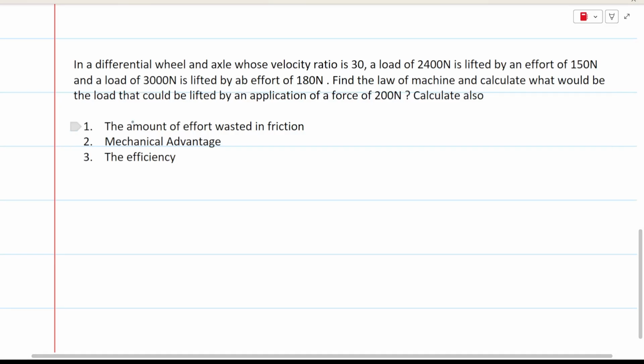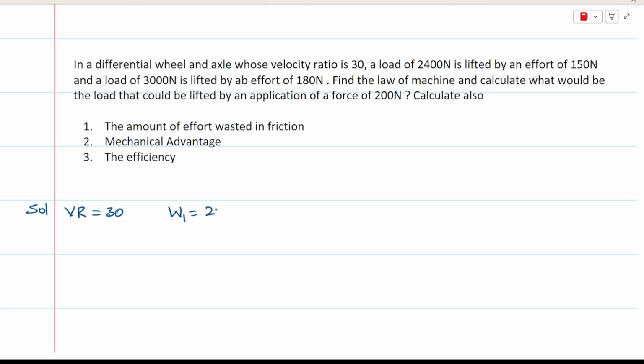The question is about a differential wheel and axle whose velocity ratio is 30. So velocity ratio VR is equal to 30, and a load of 2400 Newtons is being lifted with an effort of 150 Newtons, and a load of 3000 Newtons is lifted by an effort of 180 Newtons. So there are two loading conditions.